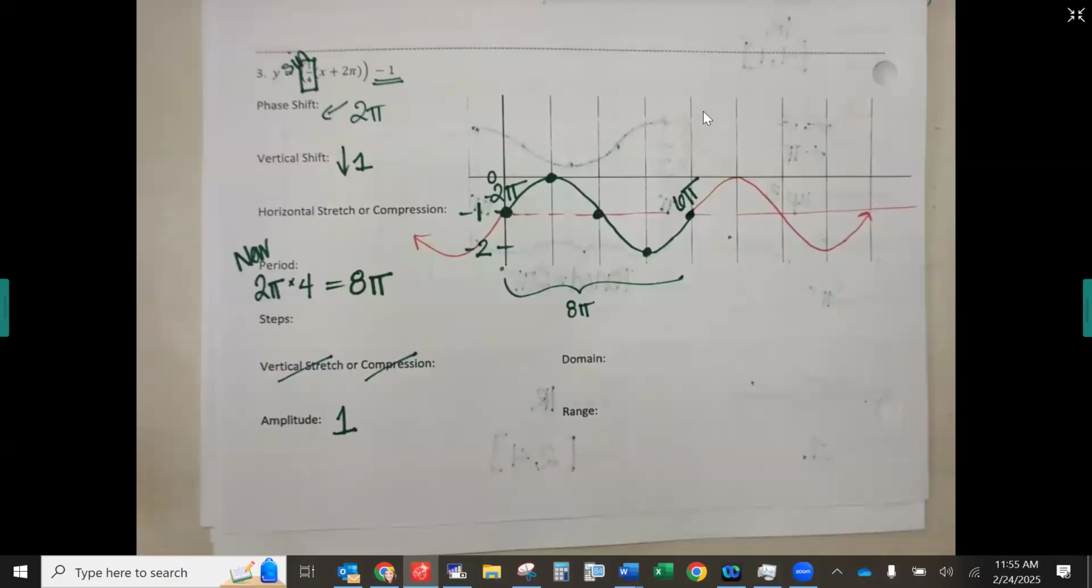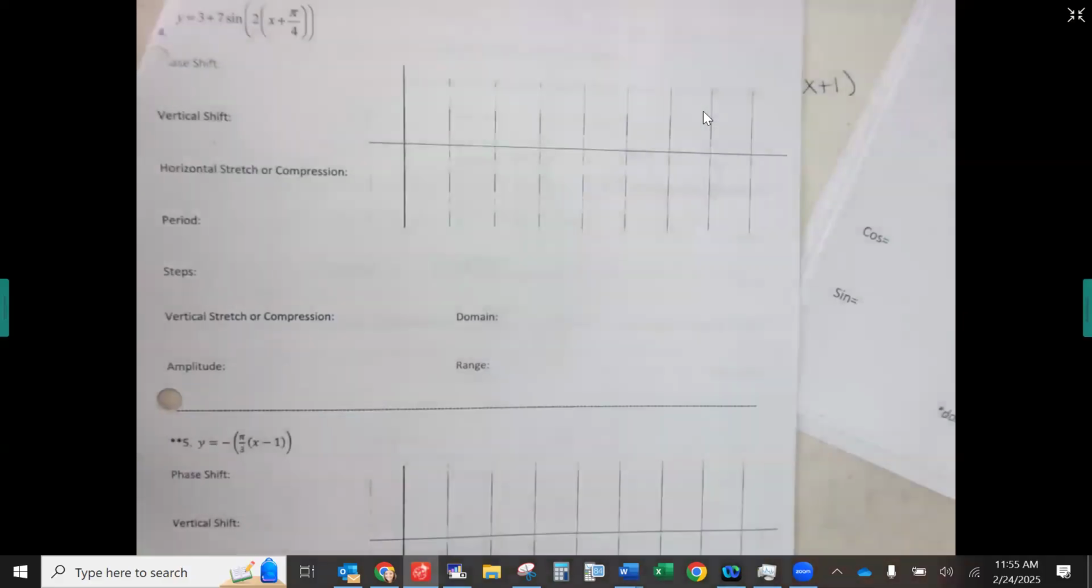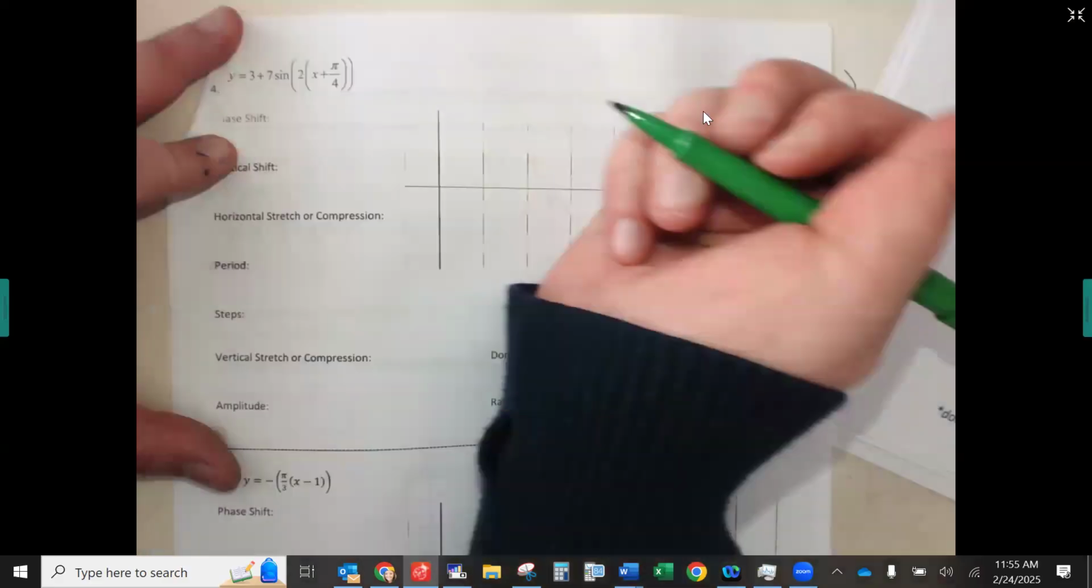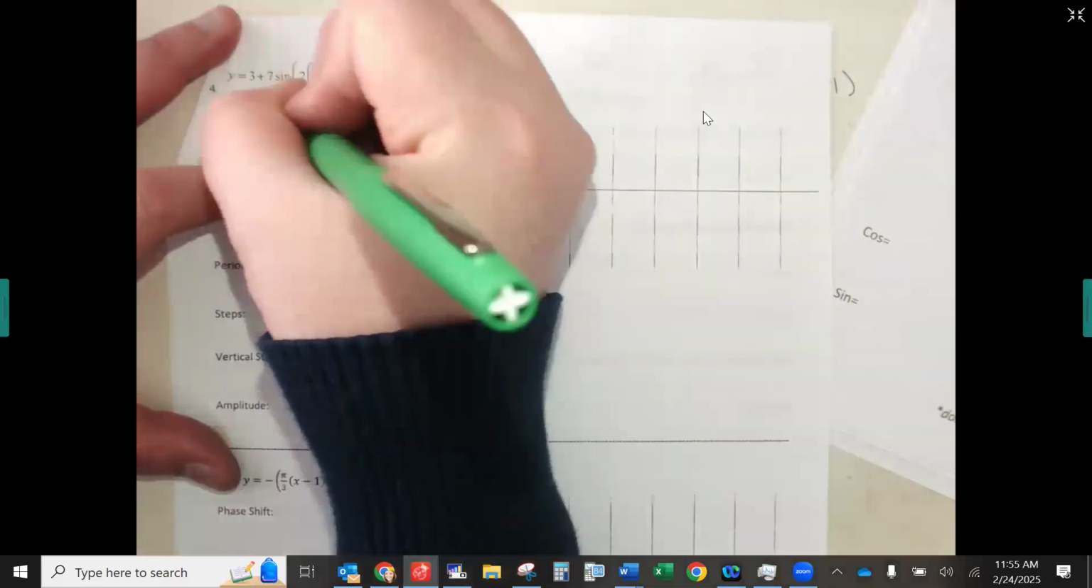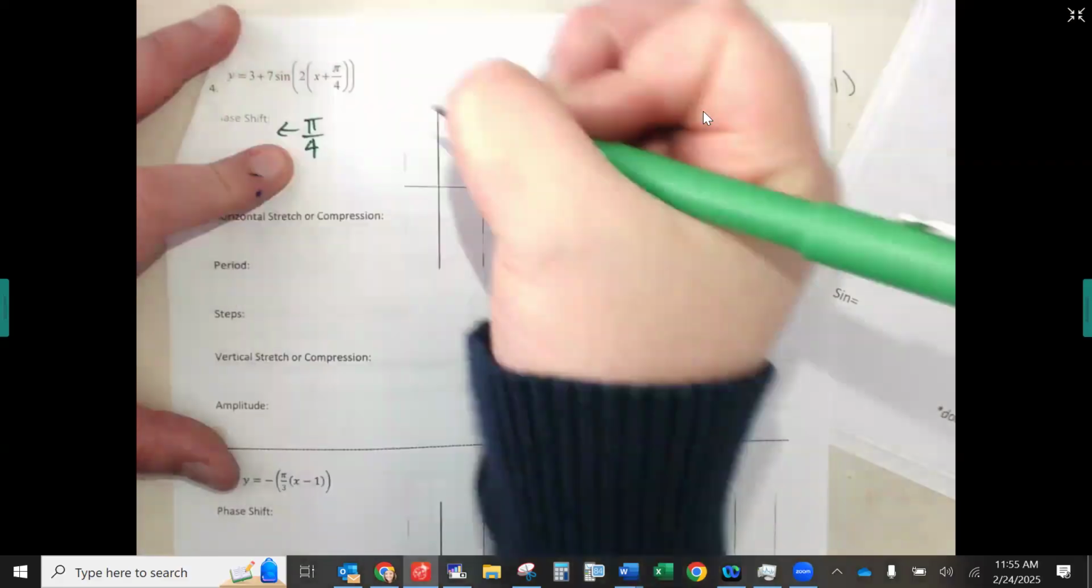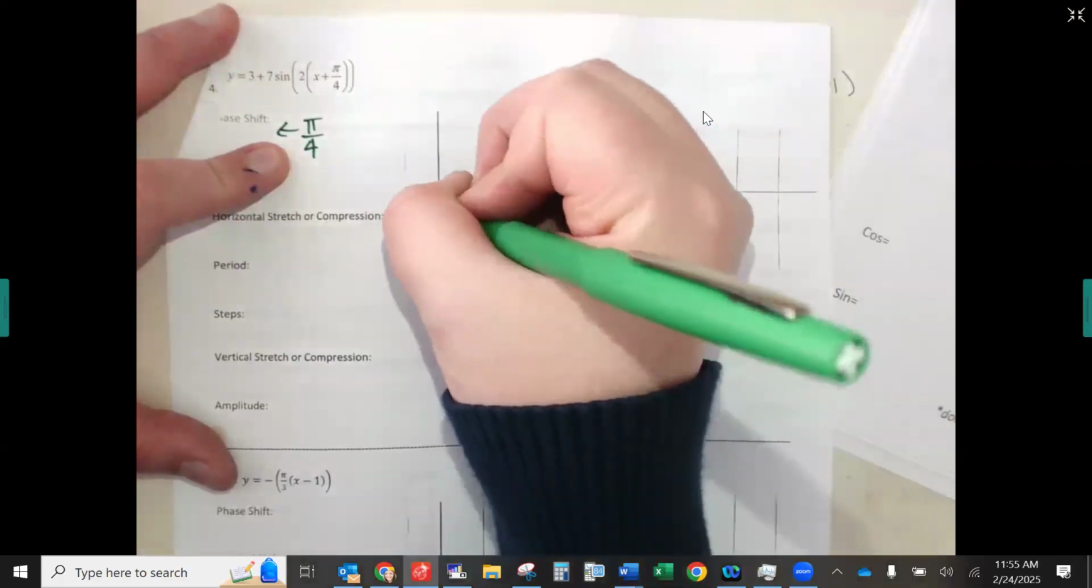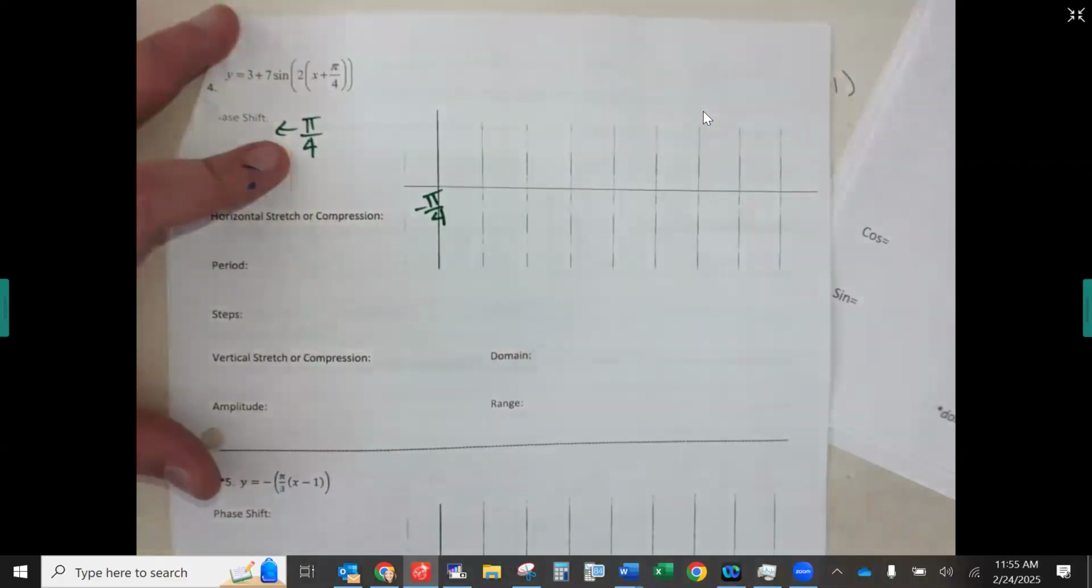All right, let's do the next one. Okay, which way are we shifting? Left or right? Left, how many? Pi over 4, right? So I would start at -pi over 4. Are we going up or down?